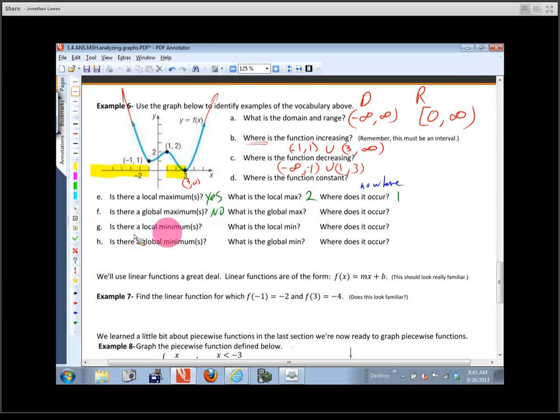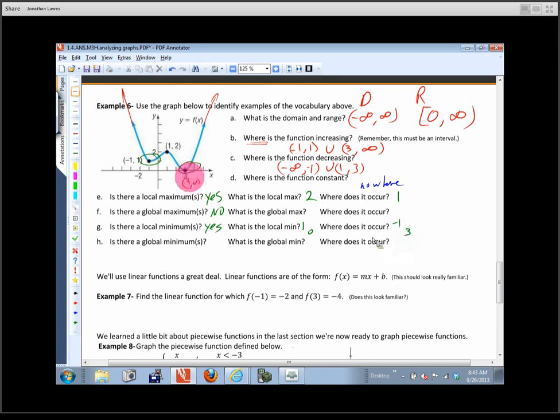Is there a local minimum or minimums? This is the smallest point in this little area, and that's the smallest point in this little area. So technically, these both qualify as local minimums. One of them is 1, and it occurs at -1, and the other one is 0, and it occurs at 3.